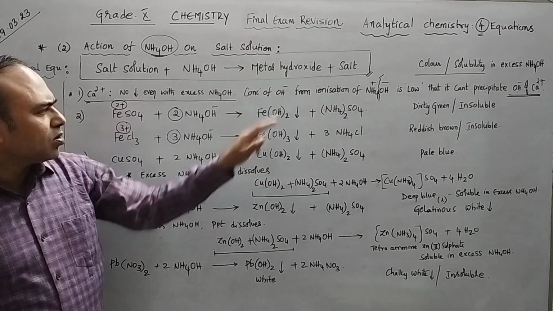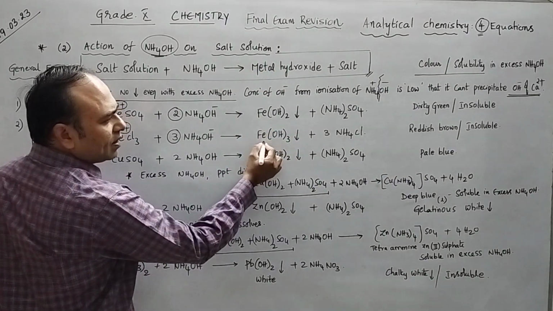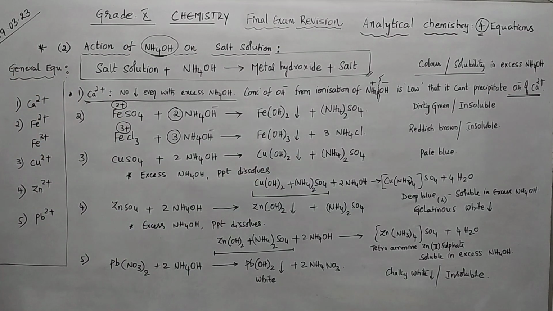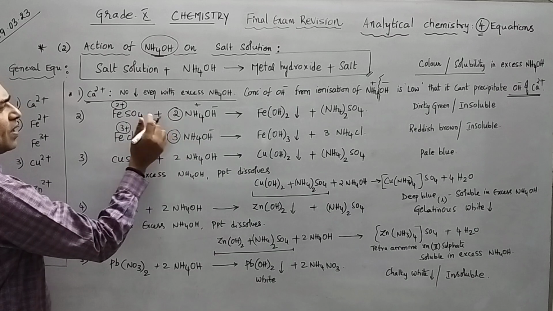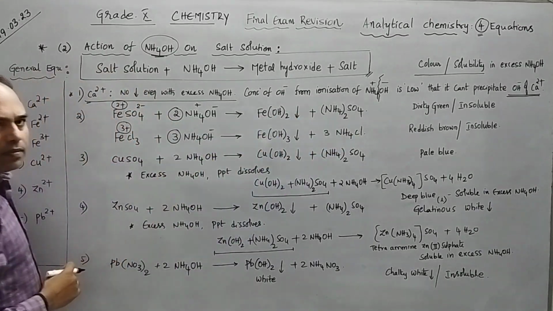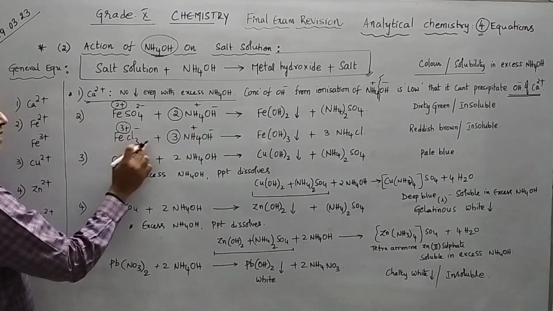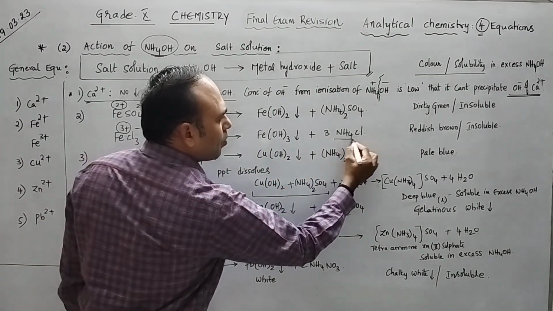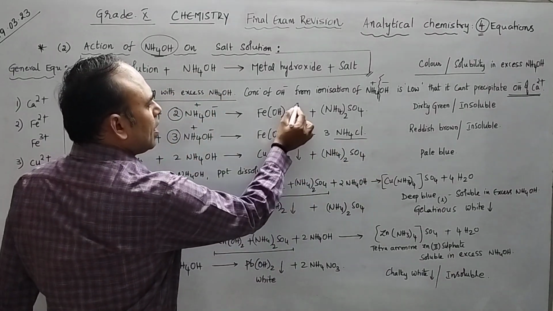Now the metal hydroxide you know very well. Here it is Fe(OH)2 and here it is Fe(OH)3. And now what will be the salt here? We have NH4 plus and SO4 2 minus, so therefore ammonium sulfate is formed here, and here if you observe NH4 plus and Cl minus, therefore ammonium chloride is formed here.